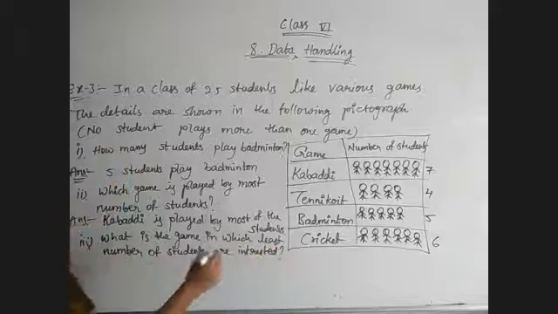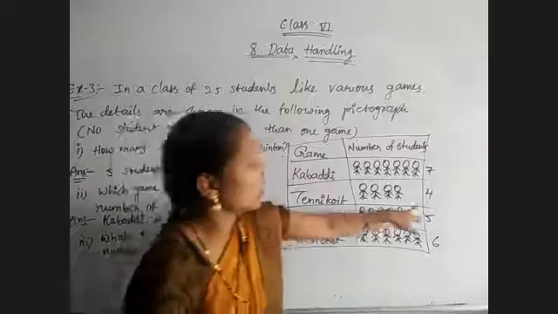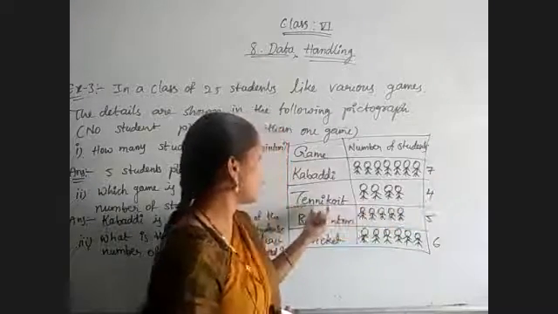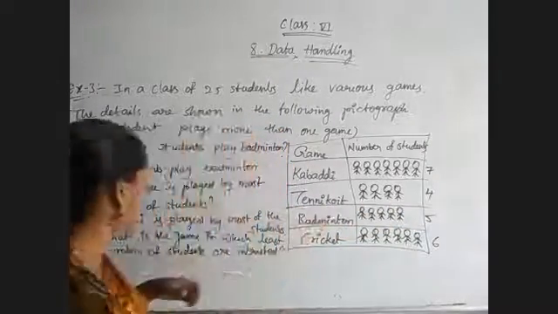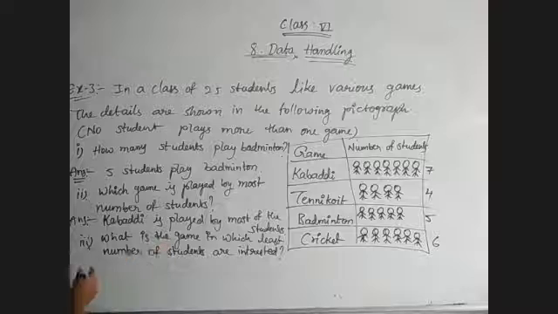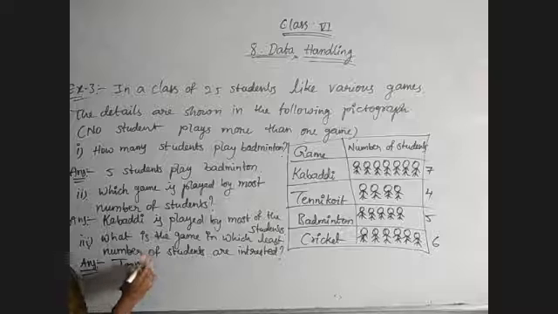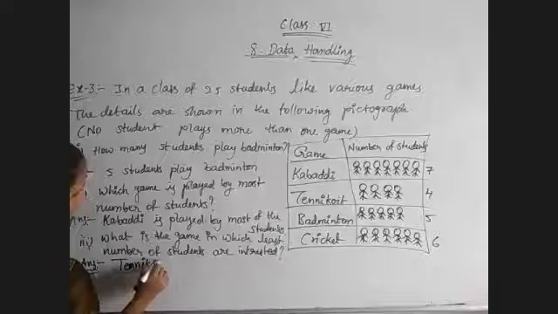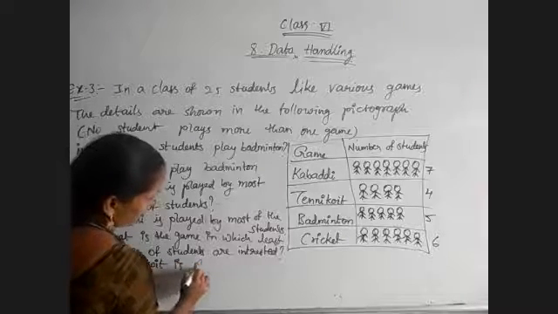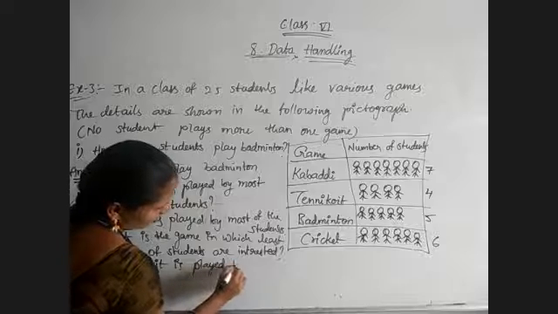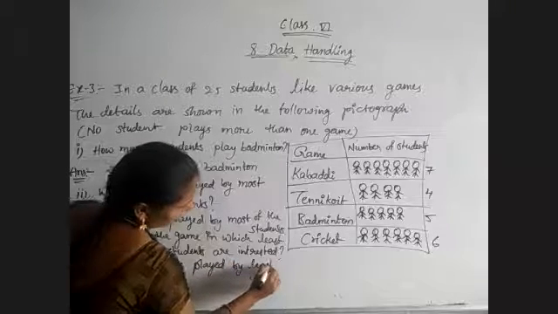So by observing the pictograph, only 4 students are playing tennis. So tennis is the game in which the least number of students are interested. Tennis is played by the least number of students.